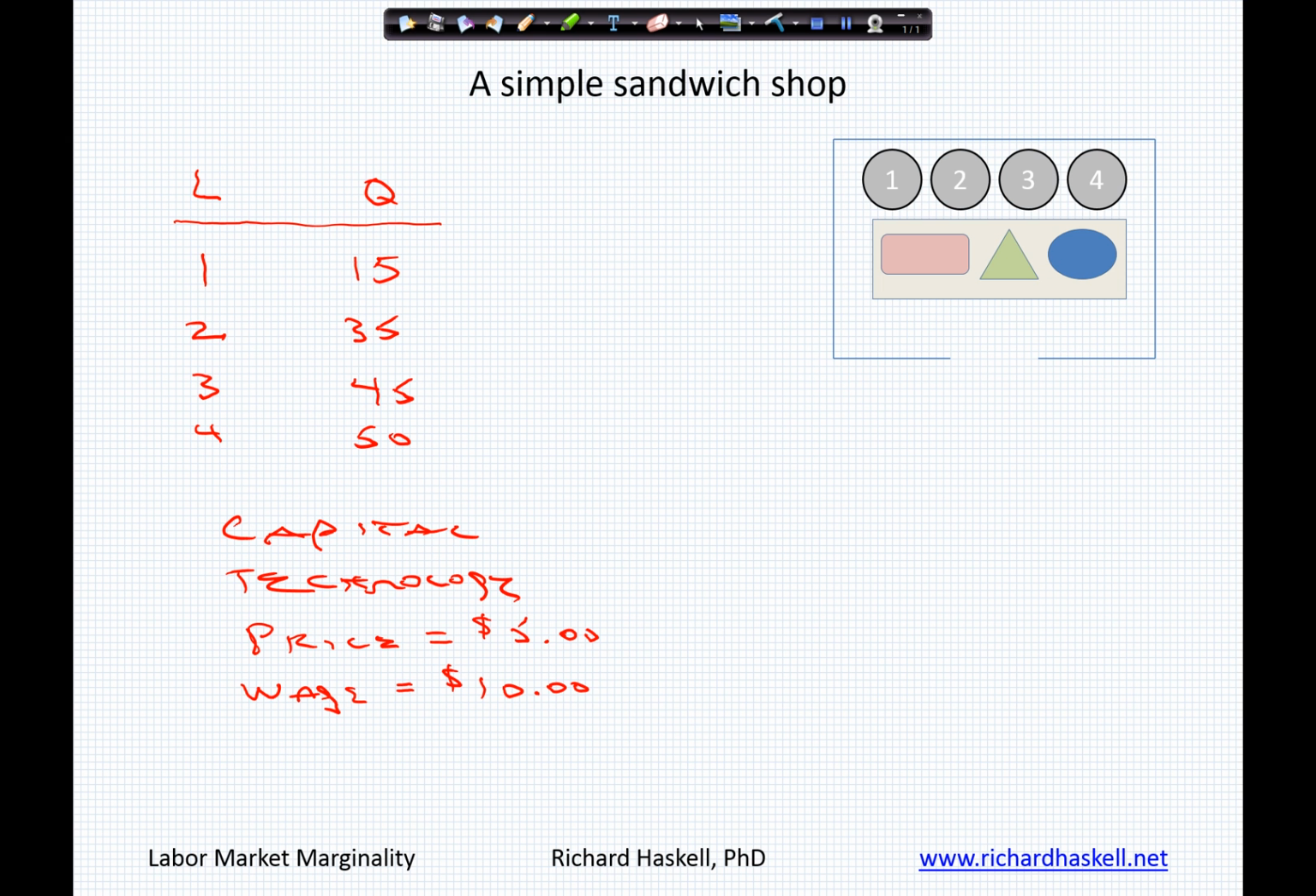If I continue to do this, I'm going to see that the addition of yet another worker back here is not going to give me any additional sandwiches. In fact, if I add a fifth worker back here, we're going to make the assumption that a fifth worker doesn't increase the sandwich count at all, so the marginal output doesn't change, and a sixth worker causes us to actually produce fewer sandwiches. So instead of going from 45 to 50, as we went from 3 to 4 workers, as we go from 4 to 5, our sandwich count remains at 50, and as we go from 5 to 6, our sandwich count actually falls to 45.